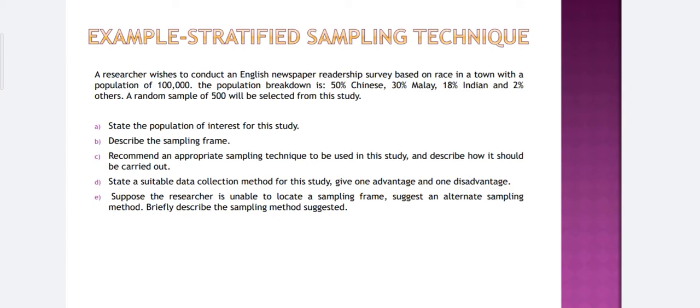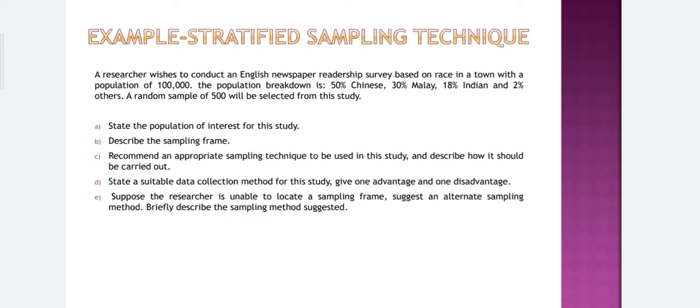Okay, soalan pertama, state the population. Populationnya adalah all the reader of the English newspaper. Population dia 100,000. Describe the sampling frame. The sampling frame will be, what do you think? A readership survey based on race in a town with a population. Okay, in a town. So dia punya sampling frame boleh katakan name ataupun IC number pun boleh, of all the 100,000 people in a town.